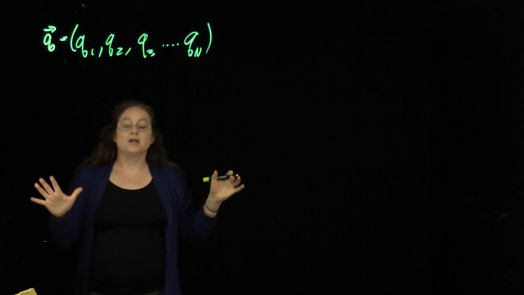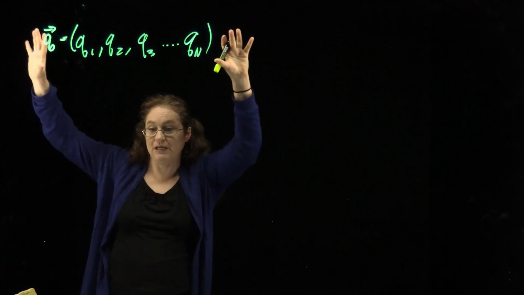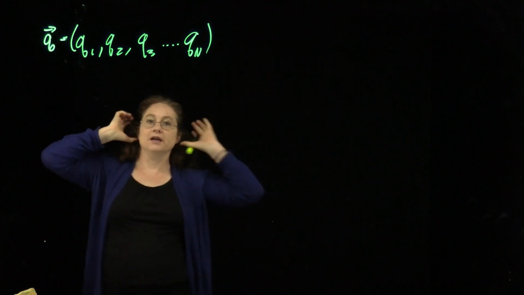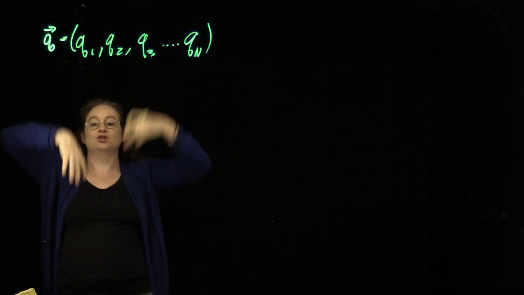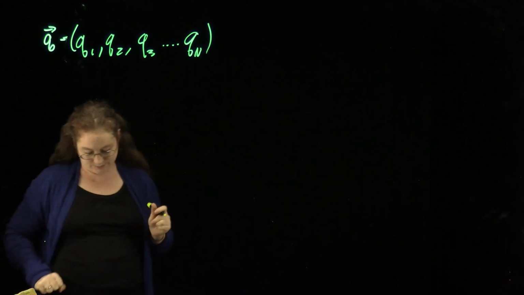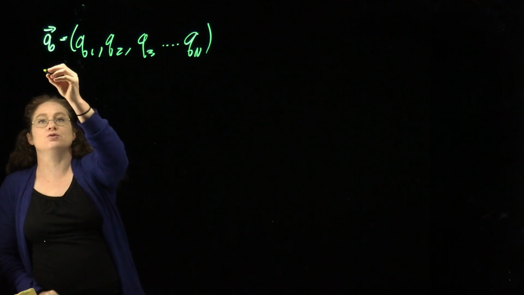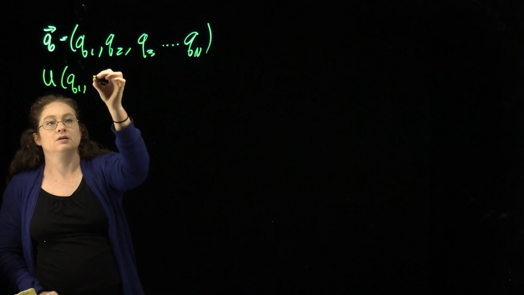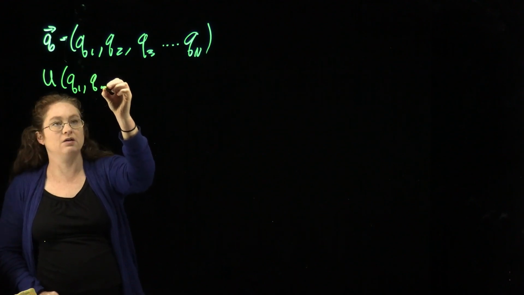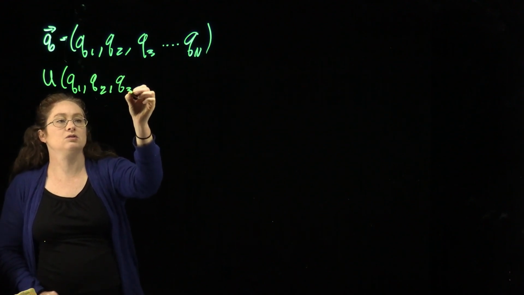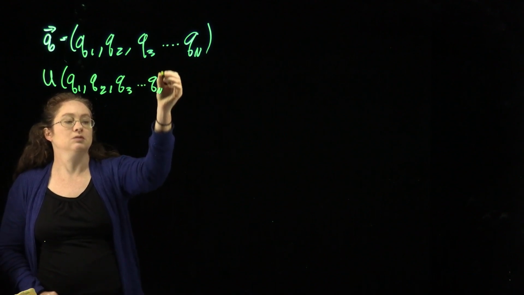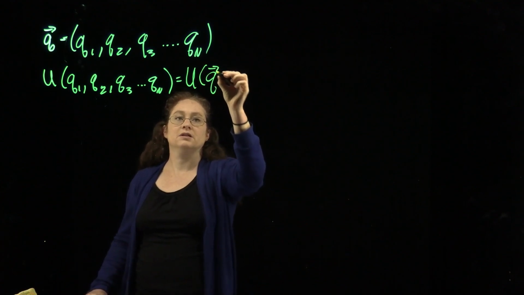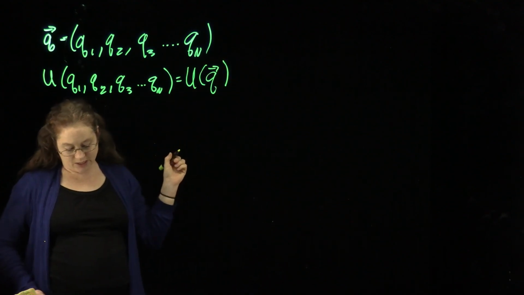A little bit abstract. It does not have to be positions. It can be angles. It could be anything, any variable that describes the system. And we're going to assume that the system is conservative so that we can write the potential as a function of the Q's. So we will say that the potential is a function of the generalized coordinates Q.